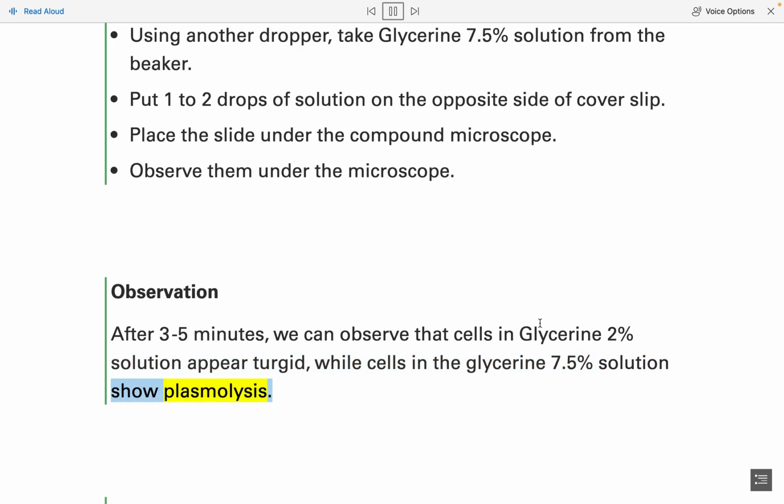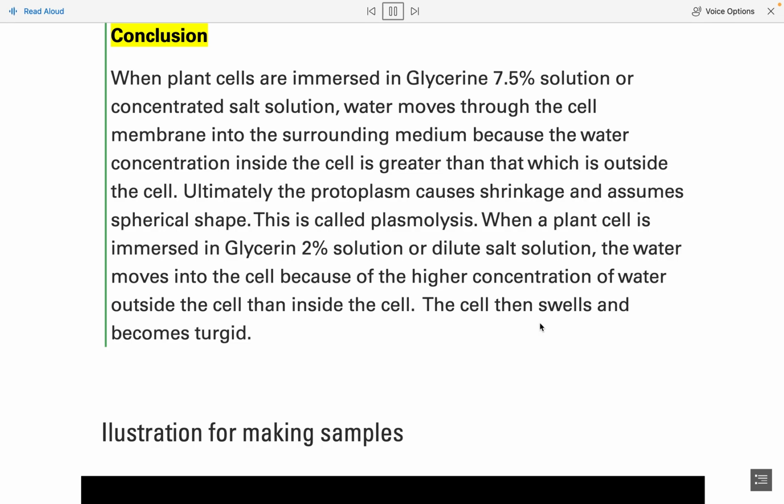7.5% solution show plasmolysis. Conclusion. When plant cells are immersed in glycerin 7.5% solution or concentrated salt solution, water moves through the cell membrane into the surrounding medium because the water concentration inside the cell is greater than that which is outside the cell. Ultimately, the protoplasm causes shrinkage and assumes spherical shape.